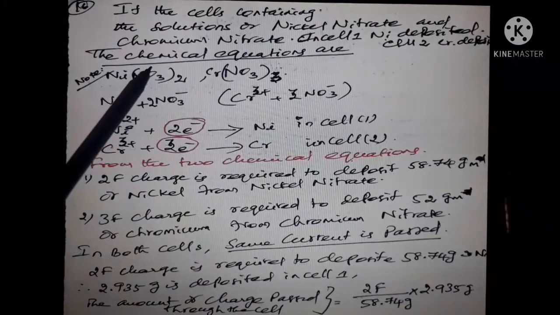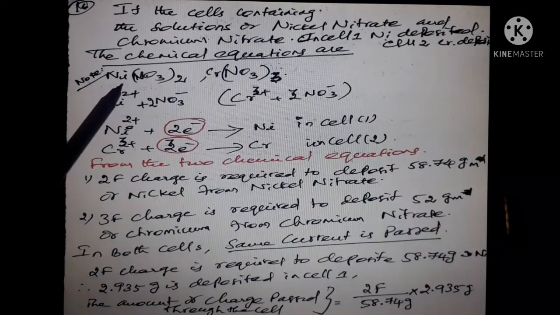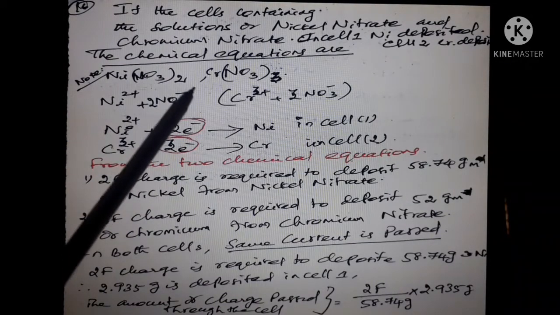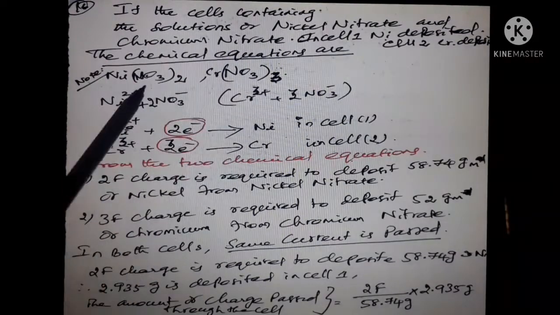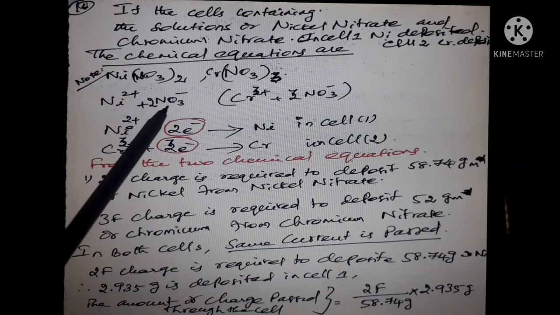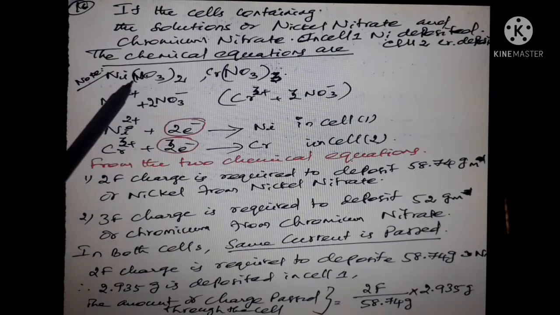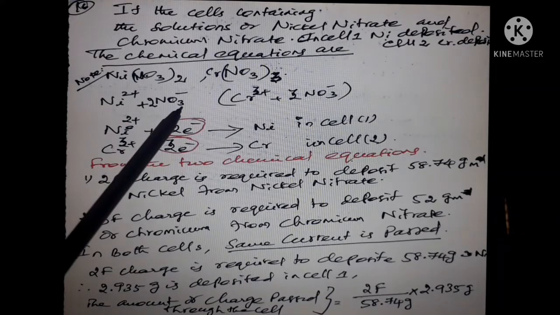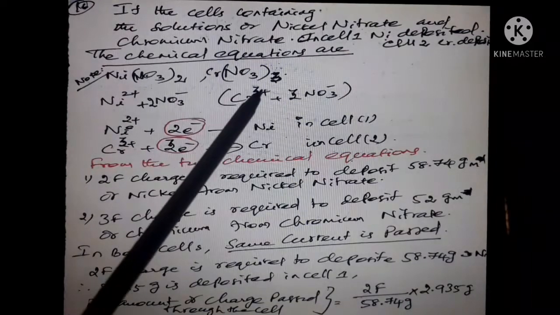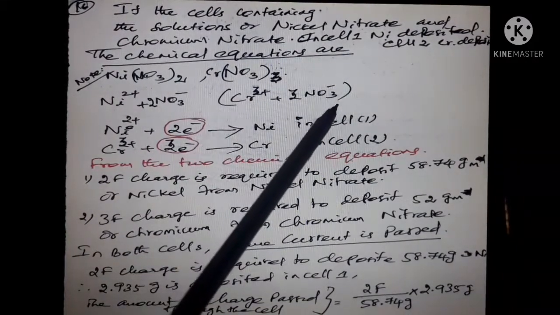Now the equations: nickel nitrate, Ni(NO3)2, and chromium nitrate, Cr(NO3)3. So the equations are Ni2+ plus 2 NO3−. I write the anions and cations: nickel 2+ and 2 NO3−. Chromium 3+ and 3 NO3−.